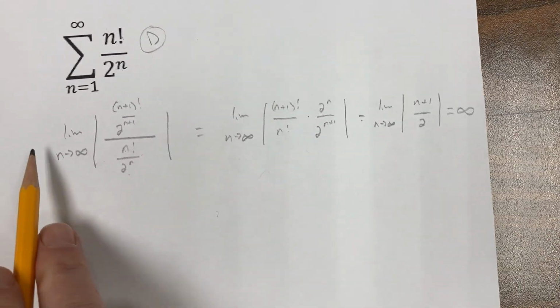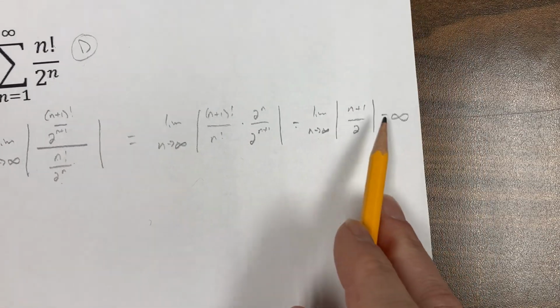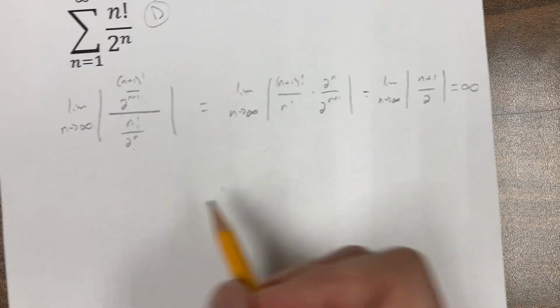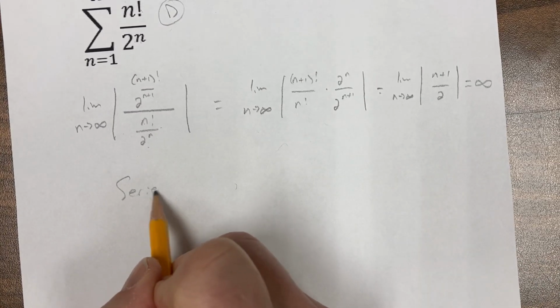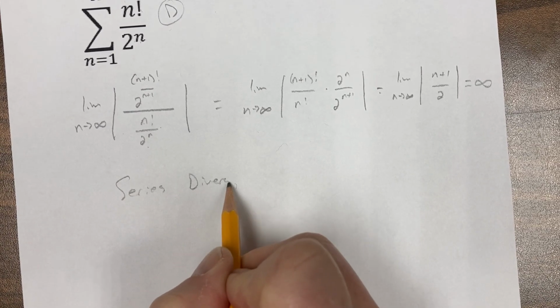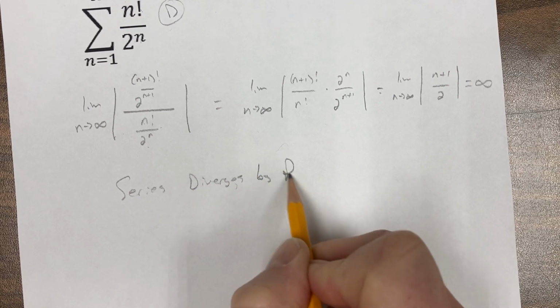So we did our ratio test, and we got infinity. That's bigger than 1. So therefore, the series diverges by ratio test.